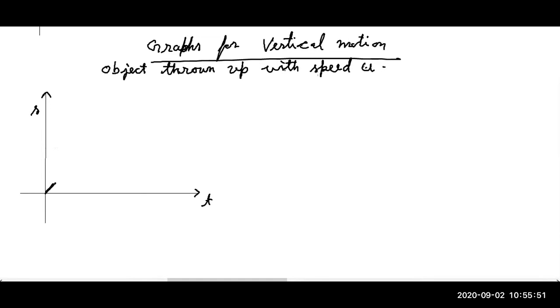Why positive slope? Because u is a positive value, and slowly after some time the position keeps on increasing from 0, and velocity is decreasing. At the highest point velocity has become 0, the slope has become 0, and the particle is now returning towards the ground. Velocity is negative, and finally the object is on the ground.